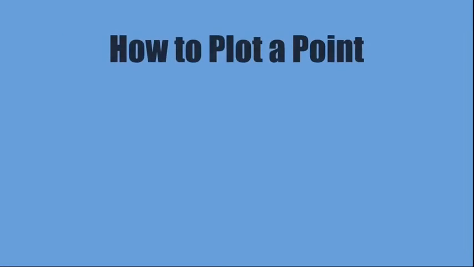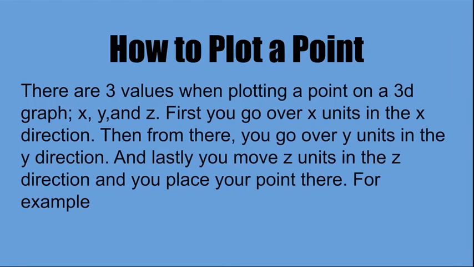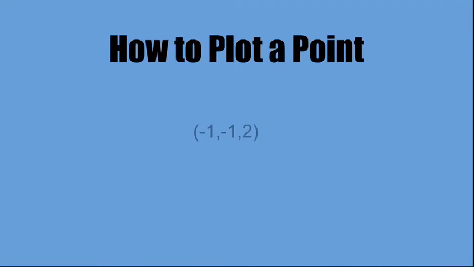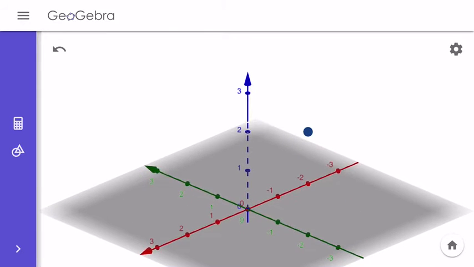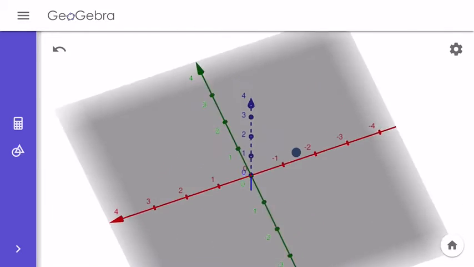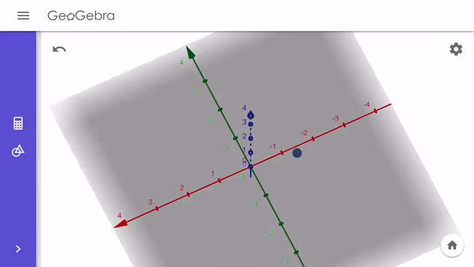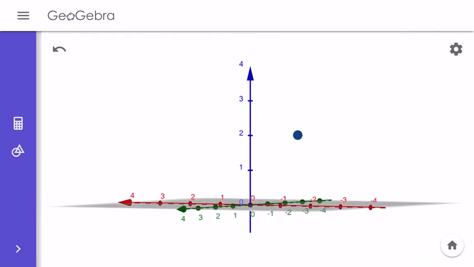When plotting a point on a 3D graph, it is quite similar to plotting on a 2D graph. There are 3 values when plotting a point on a 3D graph: x, y, and z. First, you go x units in the x-axis direction, then from there you go y units in the y-axis direction, and lastly you go z units in the z-axis direction. For example, to plot the point 1, 1, 2, you would go to positive 1 on the x-axis, then positive 1 on the y-axis, then positive 2 on the z-axis, and mark the point there to look like this.